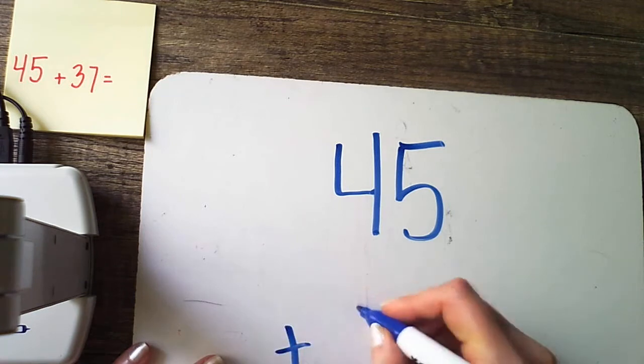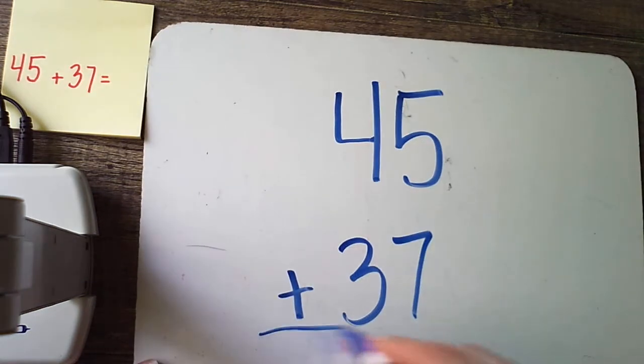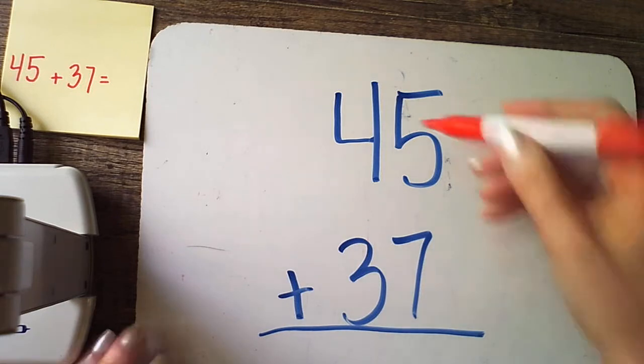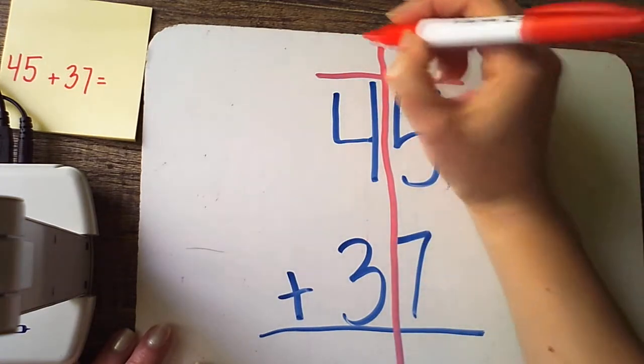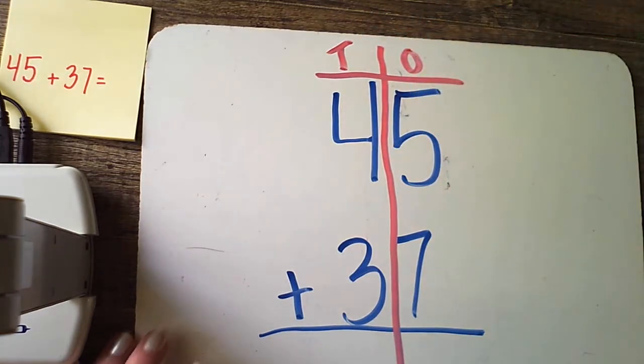If I rewrite this problem so that we are doing it vertically, my brain is automatically going to say, put in your place value chart. Drop in your T for tens. Drop in your O for ones. And that's going to help you use what you know about place value, or tens and ones, to solve.